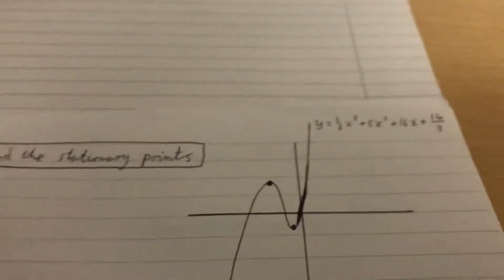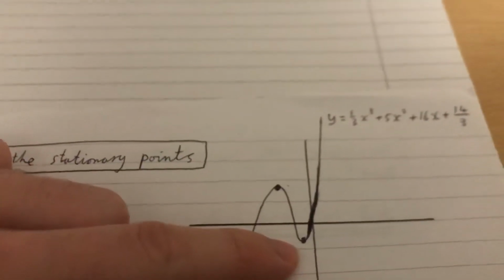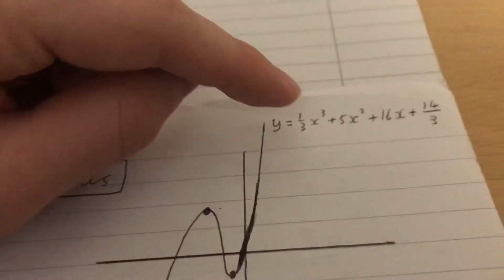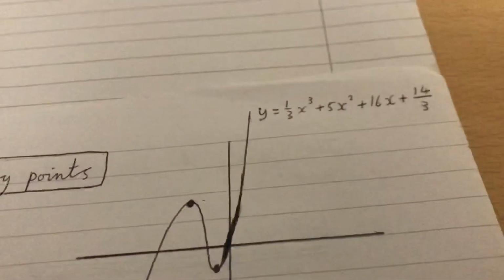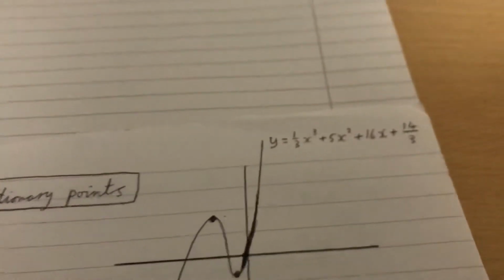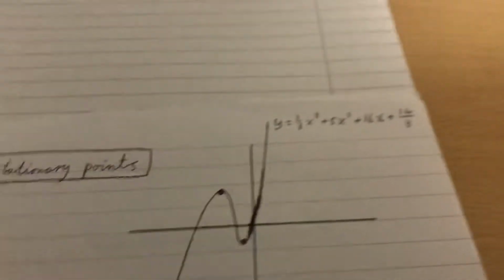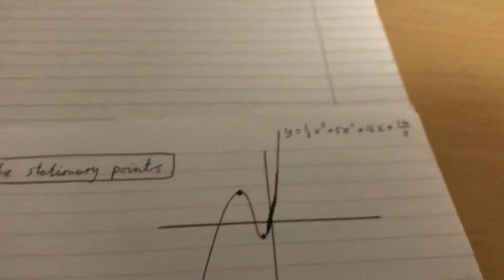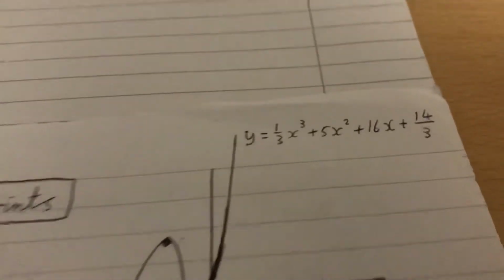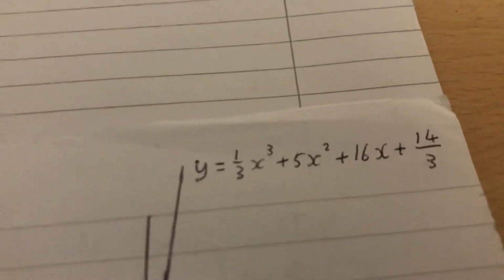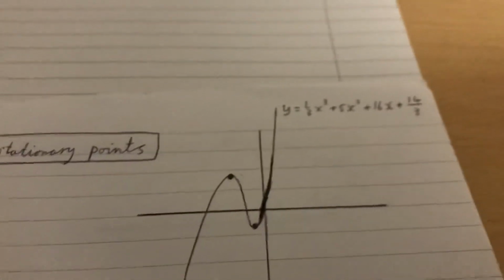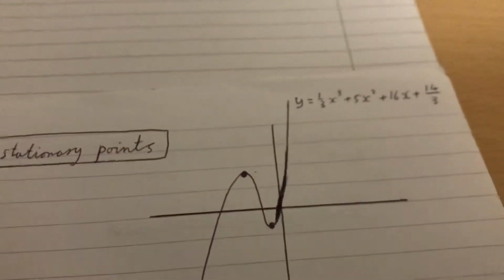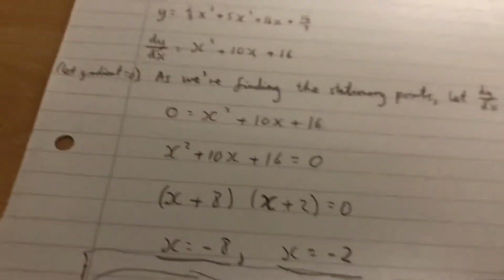So if we know that the x value for this point here is -2, by substituting -2 into this equation for every x, you'll then find out what y equals. And if you do the same for -8, and you substitute -8 everywhere it says x, then you'll find what y equals at that point, and hence find the coordinates. So I'll show you my working just to make it clearer.